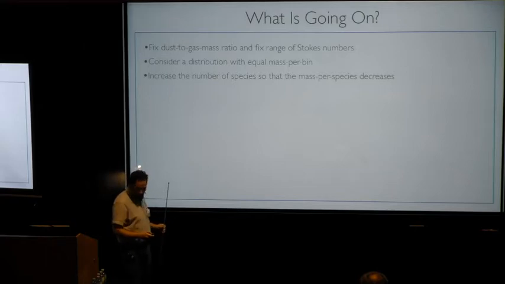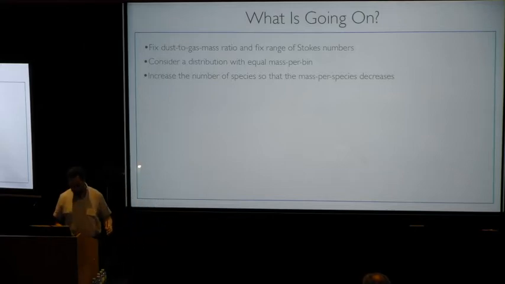And for this, we chose to deal with a simple example. Consider the simplest possible case you can actually think about. This is a fixed dust to gas mass ratio, a fixed range of Stokes number, and a distribution with equal mass per bin. This is not astrophysics, perhaps, but it's a simple example.